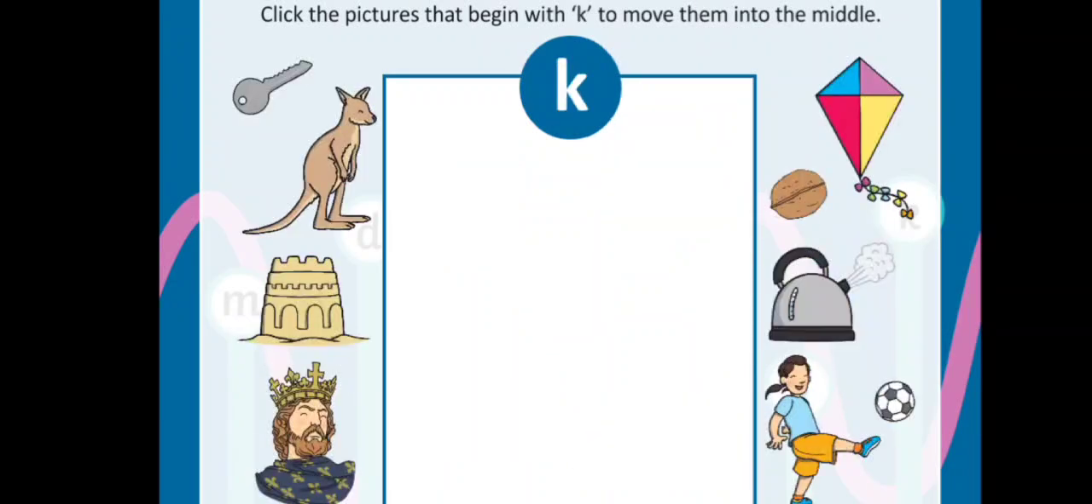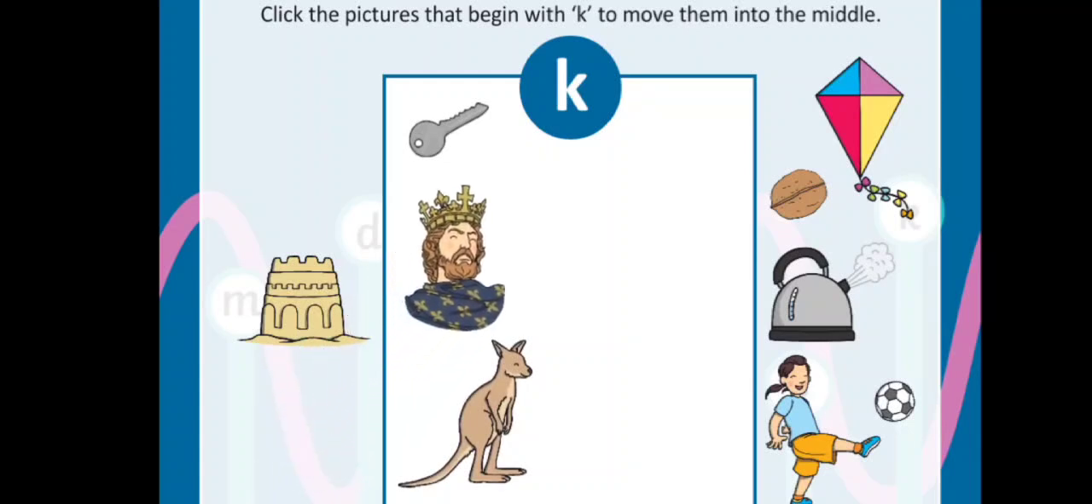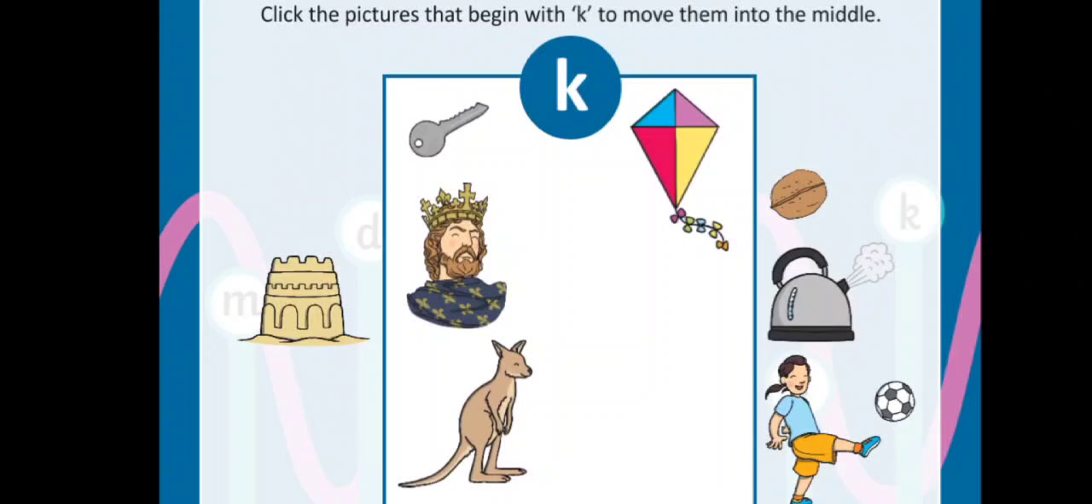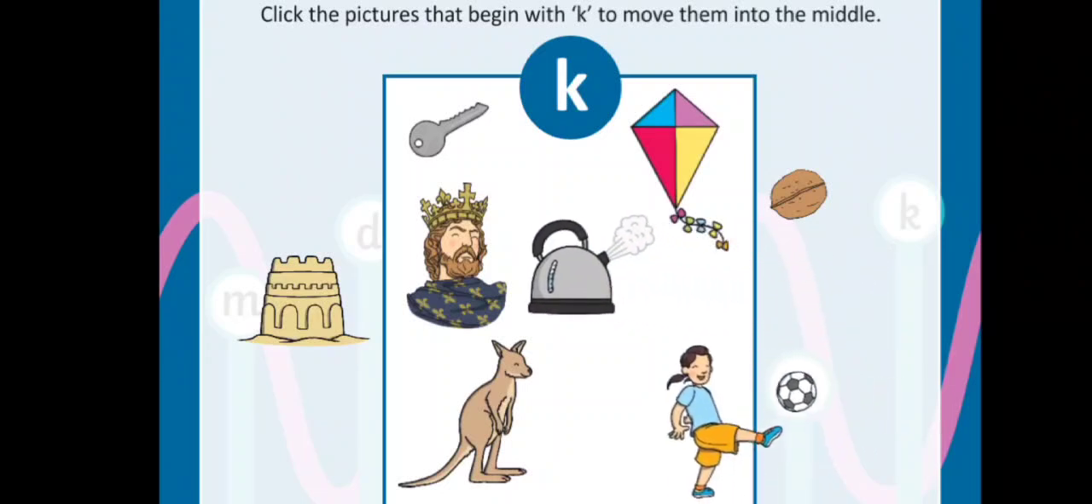Now click the pictures that begin with standing k. We have key, kangaroo, king, kite, kettle, and kick.